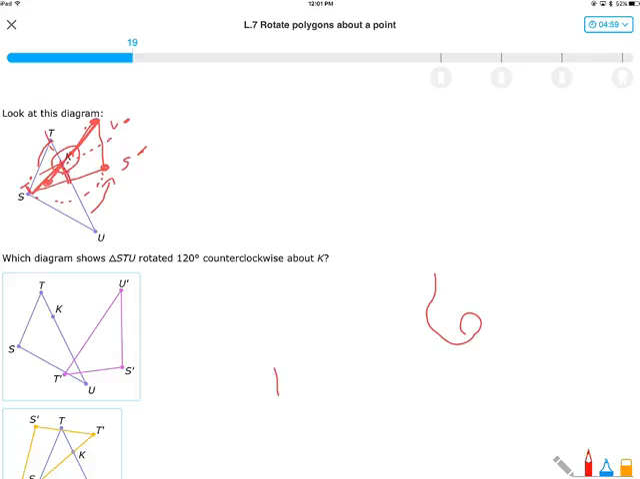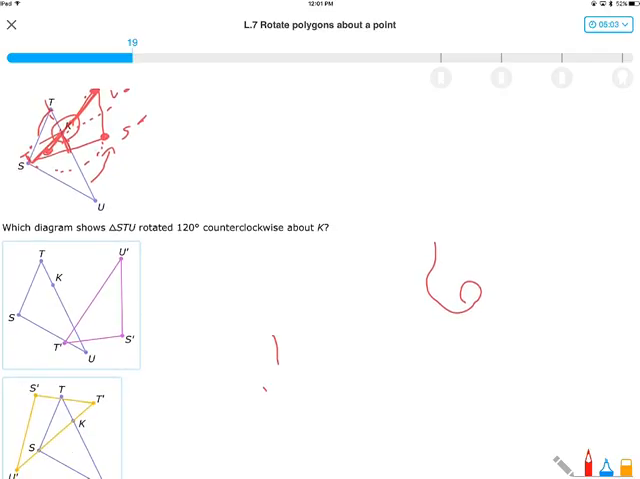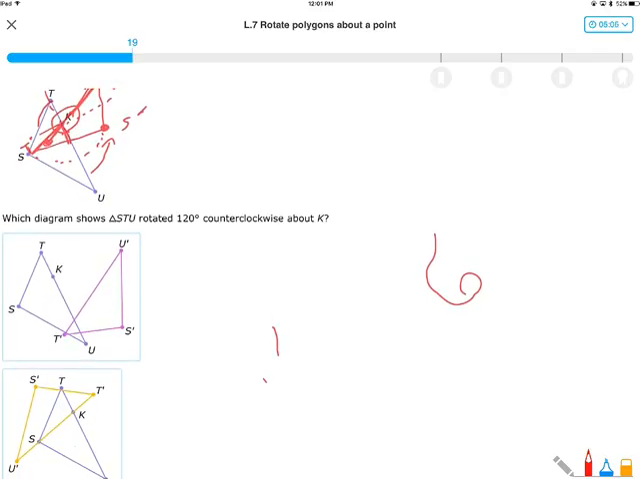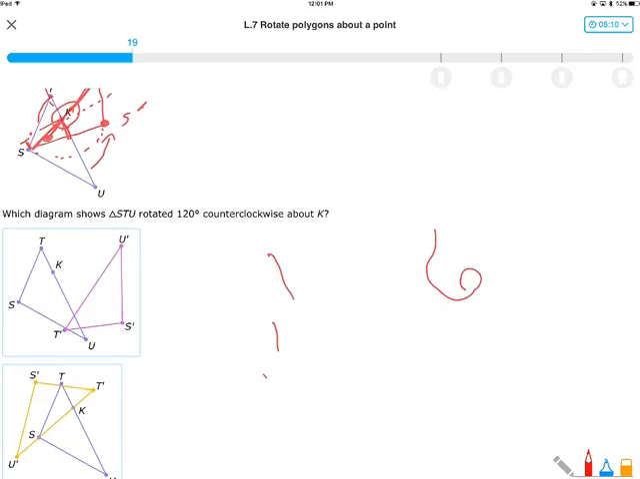Let's look. Okay, so looking at the first one, that's not rotated around K because K moved. I don't see quite, oh, I see. It's rotated like they took the triangle and rotated around this point. So it did swing around, but it swung around a point outside the shape. It didn't spin around K. K should have stayed the same.